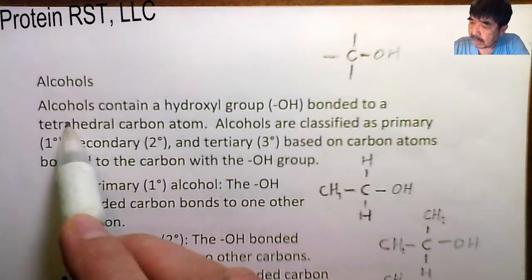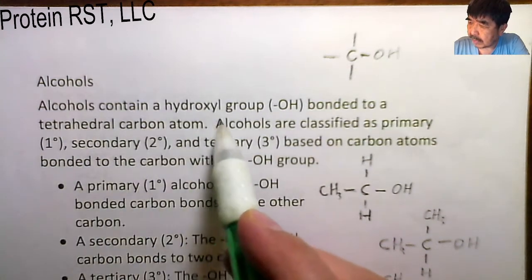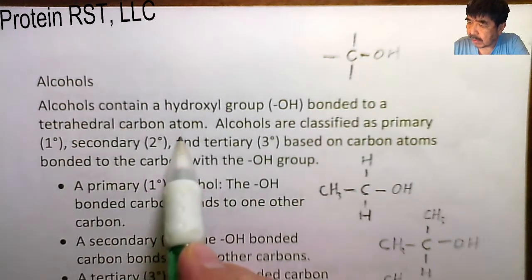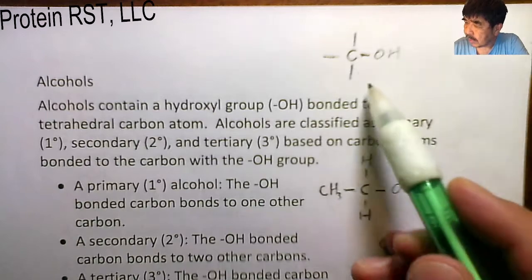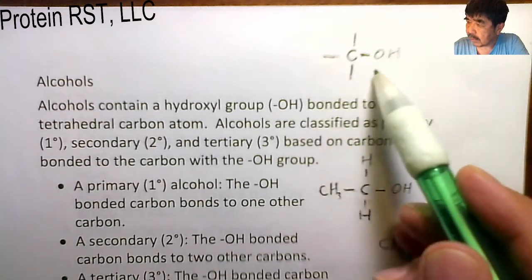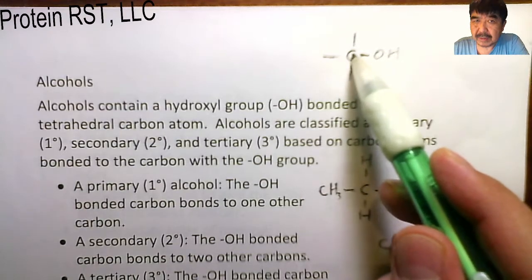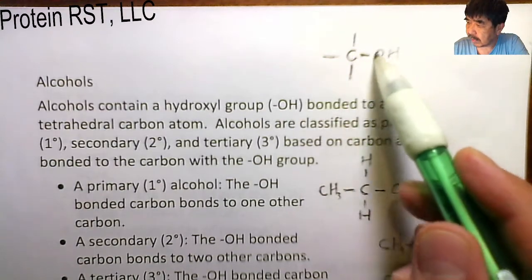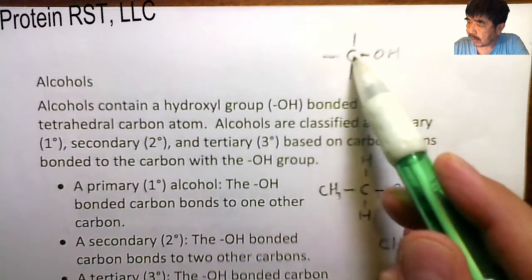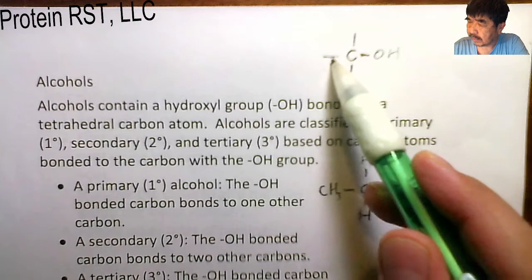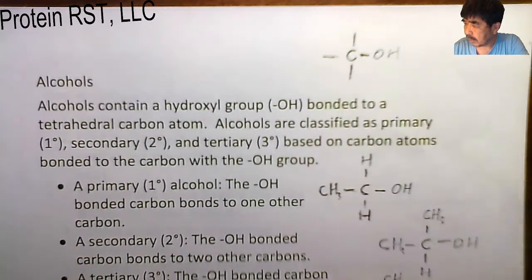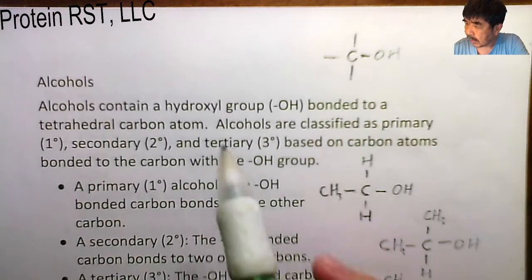Alcohols. Alcohols contain a hydroxyl group bonded to a tetrahedral carbon atom. This is the structure of alcohol. This is the carbon here. It's a tetrahedral carbon with a hydroxyl group, and this carbon also has 3 bonds to either another carbon or hydrogen. This is the alcohol structure.